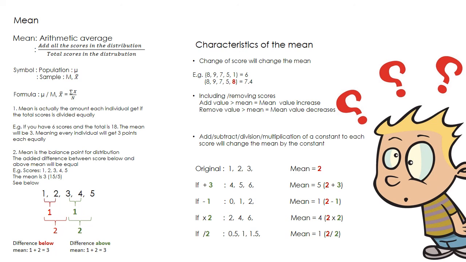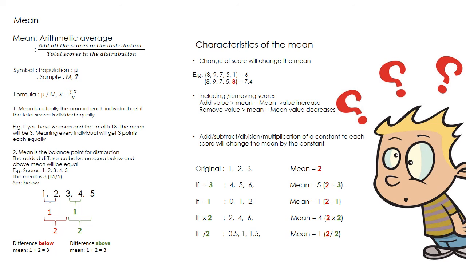So basically what I'm trying to say here is you don't have to calculate the mean every time. If you're adding, subtracting, multiplying or dividing by a constant value in your data, you don't have to calculate the new mean from scratch. What you can do is take the original data's mean and add, subtract, divide or multiply it by the constant that has been applied.